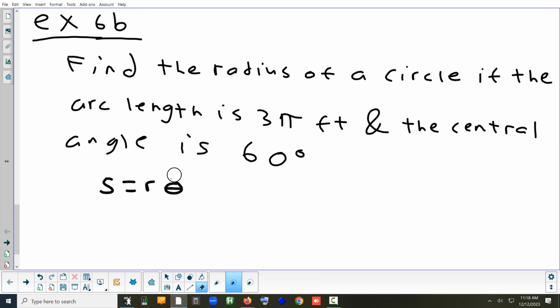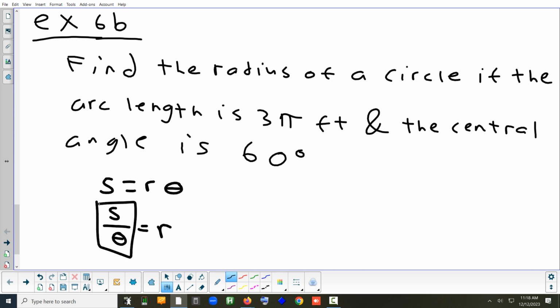Now, before we start plugging in, does anybody notice anything in this problem we might have to do first? Something here that's not good for that formula. Yep. So switch the S and R. What do you mean switch the S and the R? So we're solving for the radius, R. Oh, it's like divide each side by theta? Yeah, so you could rewrite the formula if you wanted. So now you know the calculation you're going to do. It's going to end up being S divided by theta.